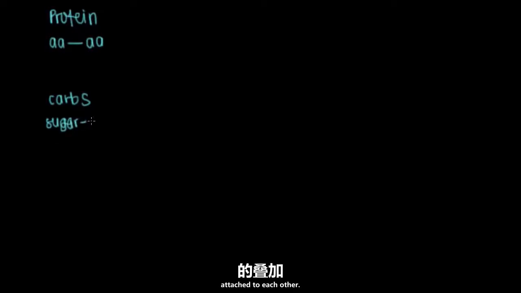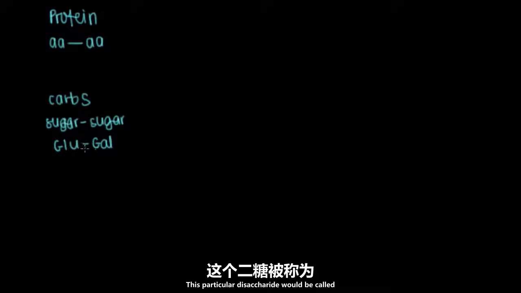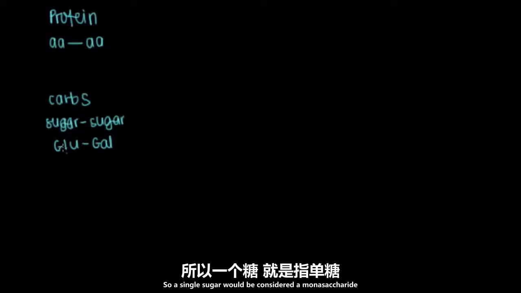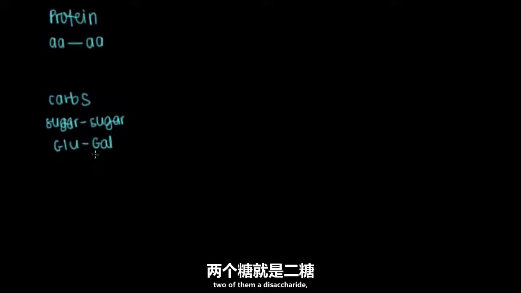After proteins, we also have things that are called carbohydrates. Carbohydrates, or our carbs, and these are just repeating units of simple sugars attached to each other. Can you name one simple sugar? Yeah, I think you said glucose. And so something like glucose attached to, say, galactose would be a disaccharide. And this particular disaccharide would be called lactose. So a single sugar would be considered a monosaccharide. 2 of them, a disaccharide, and then a whole bunch would be a polysaccharide.